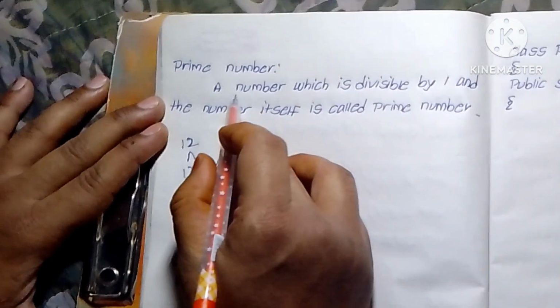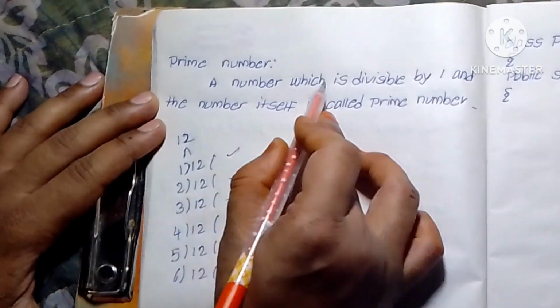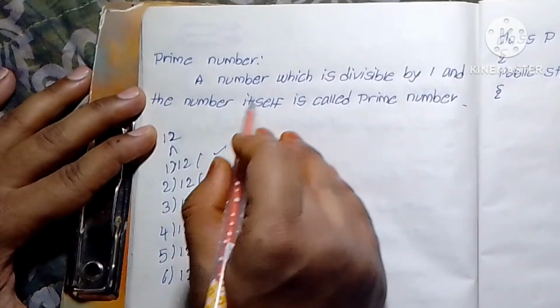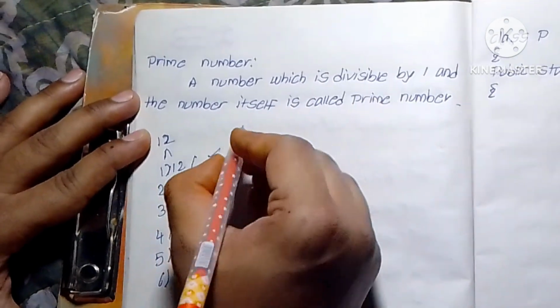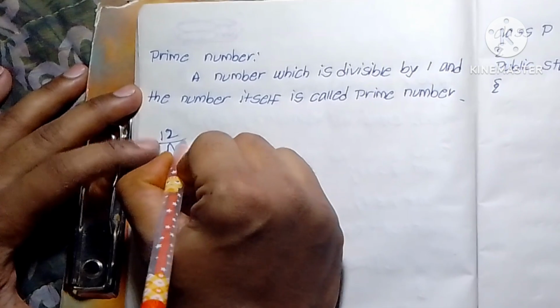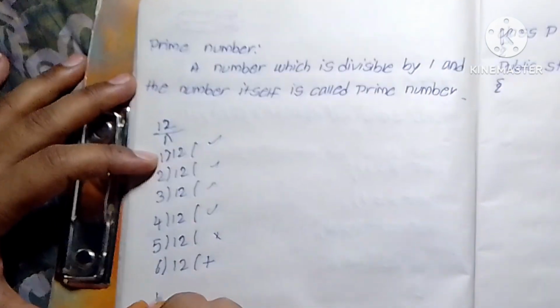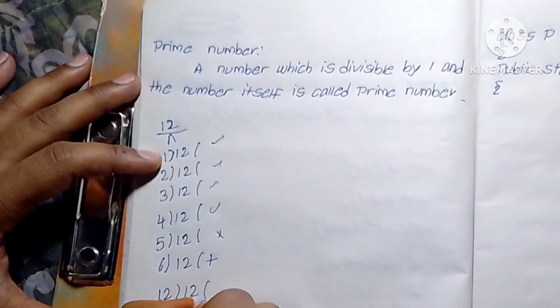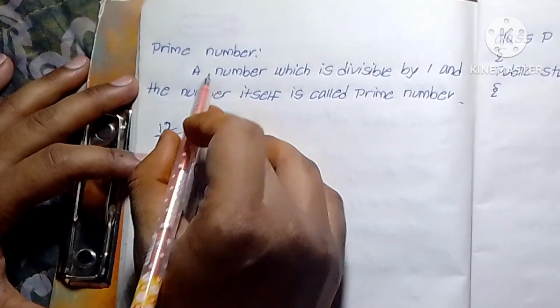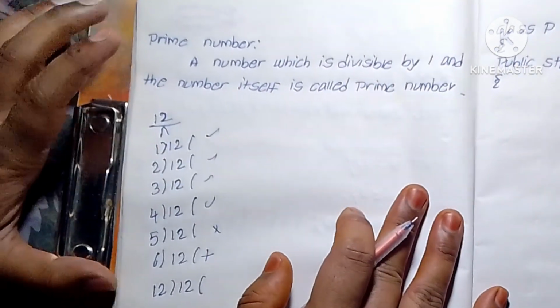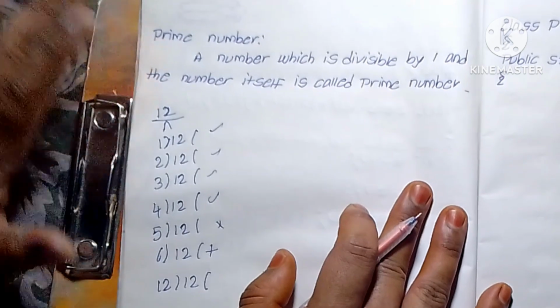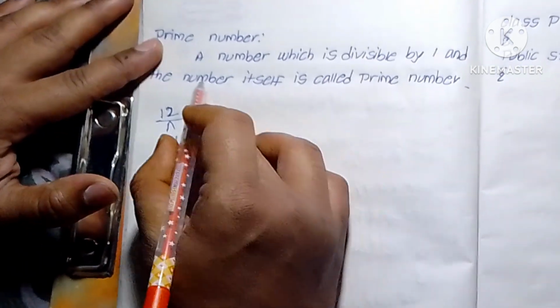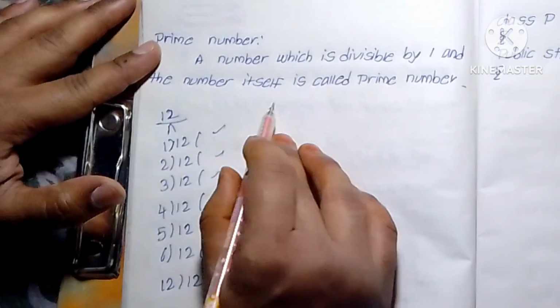So if we go through the definition, a number which is divisible by 1 and the number itself is called a prime number. But here 12 is divisible by many other numbers like 1, 2, 3, 4, 6 and 12. Then it is not a prime number. It doesn't match the definition. Since 12 is not a prime number, let us take another example.